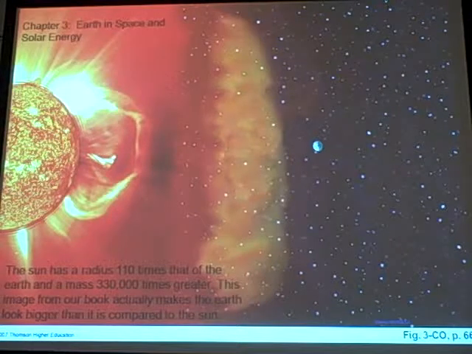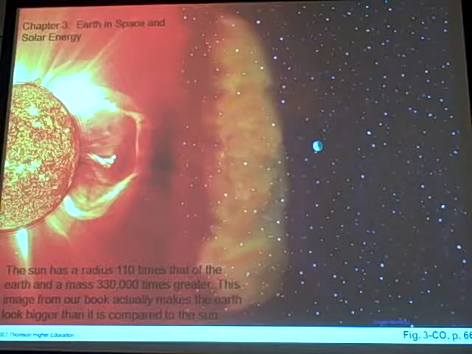So chapter 3. This is looking at Earth and space and solar energy. I bet a lot of you were surprised that there's going to be so much stuff involving the solar system and the galaxy and the universe in this chapter. But we start out with the big picture as we get into finer and finer detail as we move forward.